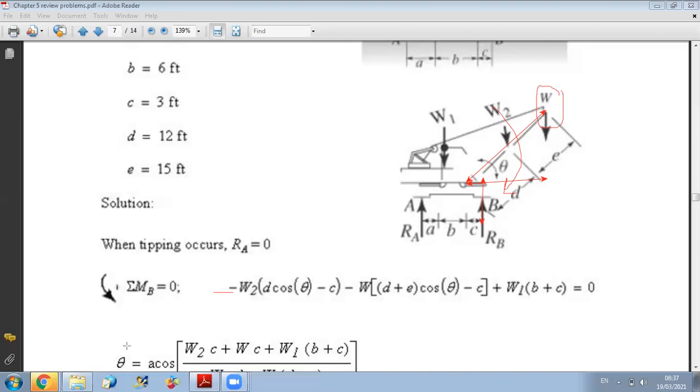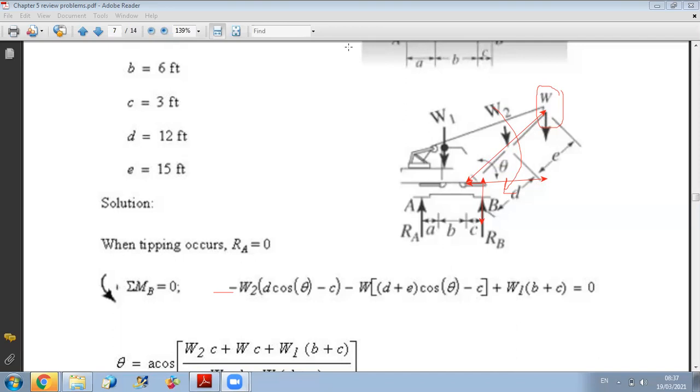Now in the question here you should pay attention. The answer they are giving is not the minimum angle, they are giving the maximum angle, because pay attention, there are two conditions for tipping. You can have tipping over B, you can have tipping over A.